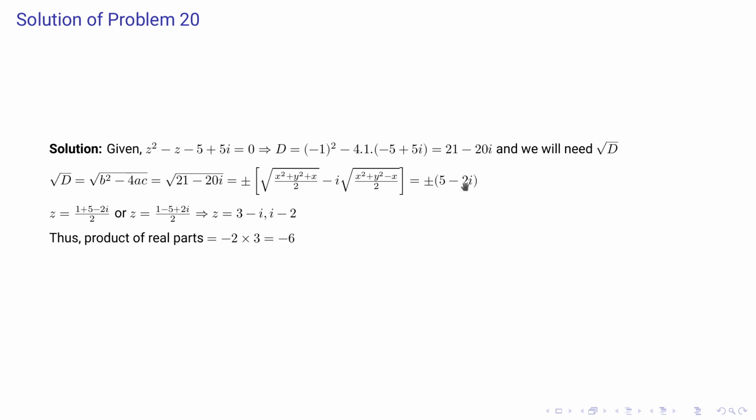Once we have the square root of D, we can find z is equal to minus b plus minus square root of D by 2. So we get the two roots 3 minus i and i minus 2. The real parts are minus 2 and 3. So the product of real parts is minus 2 into 3, which is minus 6.